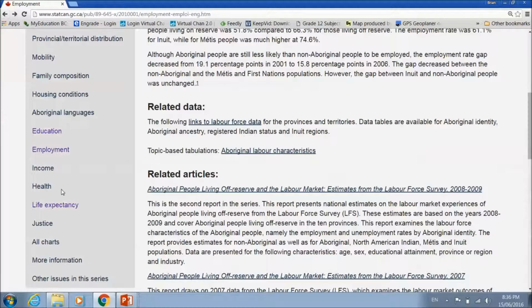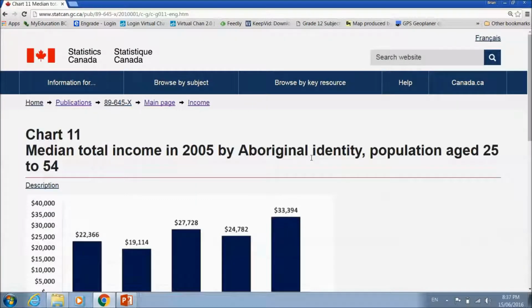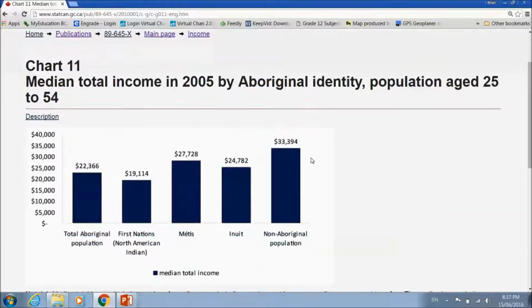We can also take a look at income, which should be connected to the other two. Again, here's the average for Aboriginal populations, and if you compare that to the non-Aboriginal population, it's far behind. Right, 33,000 on average for non-Aboriginal populations, and 22,000. So that's a big difference between the two.